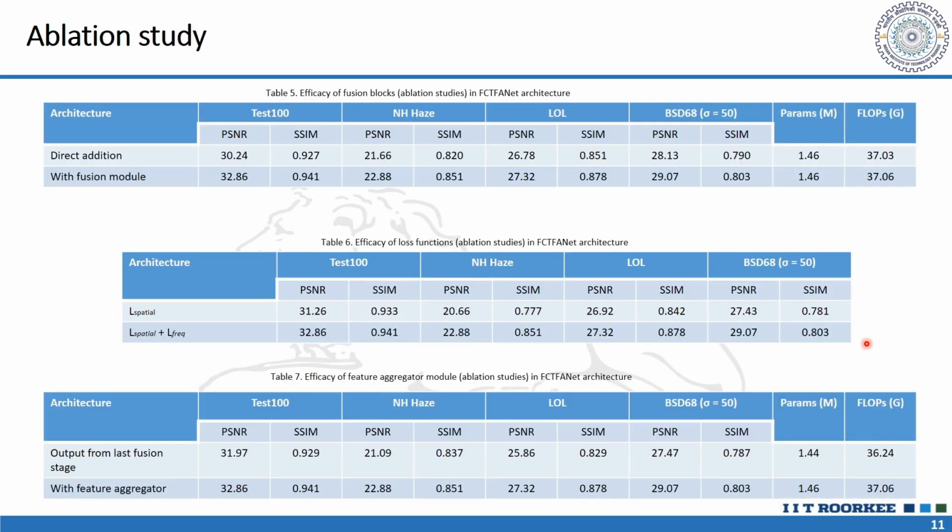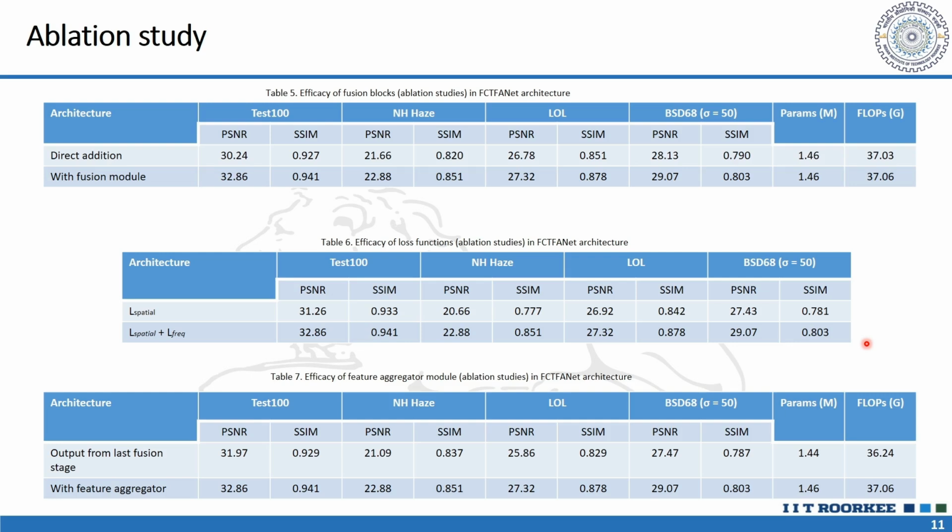We also did some ablation studies to check the efficacy. First, we checked the fusion block efficacy. Here, instead of using the fusion module, we directly added the feature maps from the CNN and transformer blocks, and we checked the performance on the Test100, NH-Haze, and LOL datasets. We noticed that with the fusion module, our PSNR and SSIM values improve compared to direct addition.